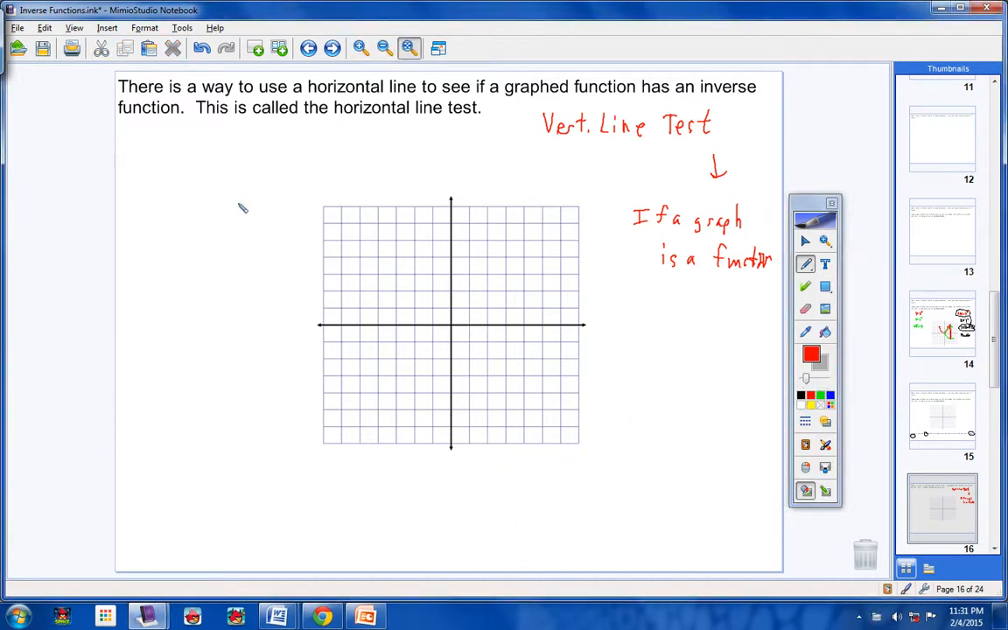Okay, sorry students, I had to pause the video. Okay, I'm not sure exactly where it was, but what does a horizontal line test do for you?